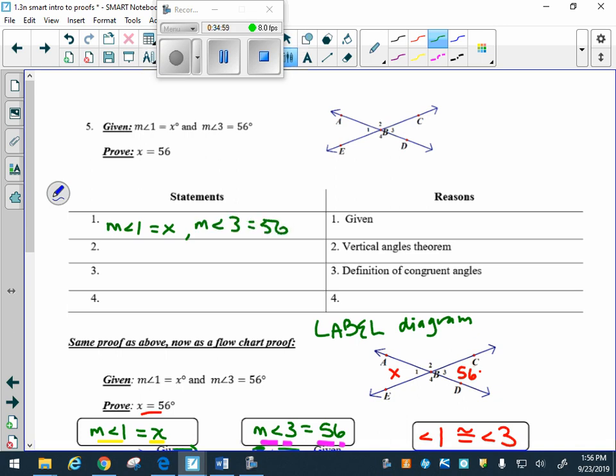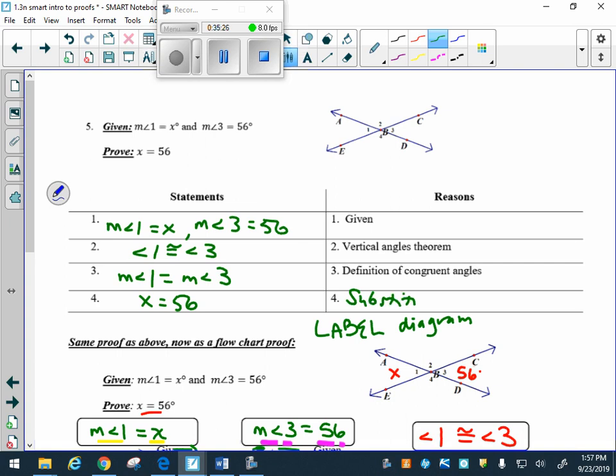Two-column proofs usually list all your givens first. Make sure you're copying your givens exactly. Step 2 would be angle 1 is congruent to angle 3 by vertical angles theorem. Step 4 is just saying that their measures are equal by definition of congruent. And step 5 would be our final substitution.